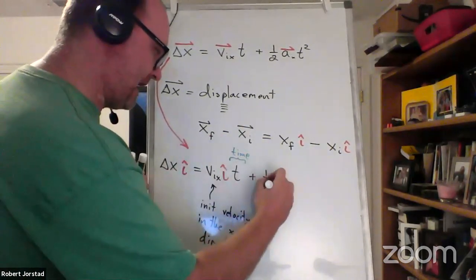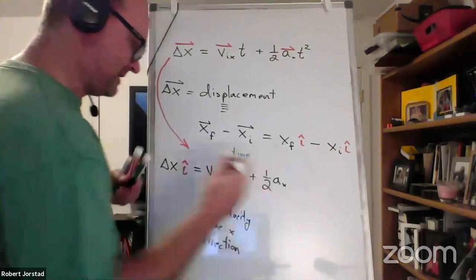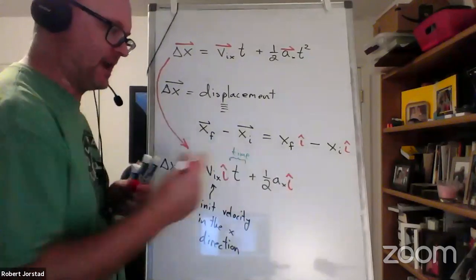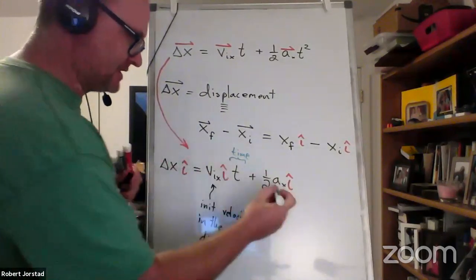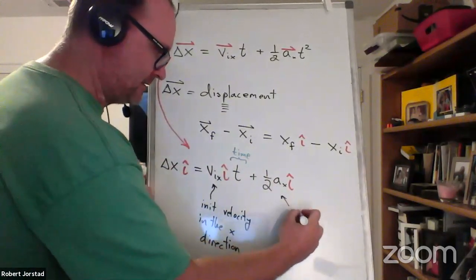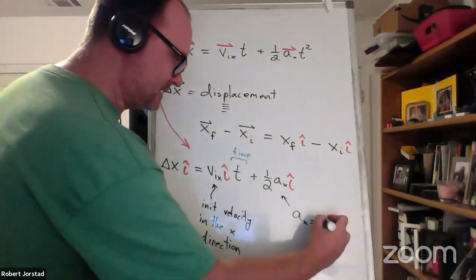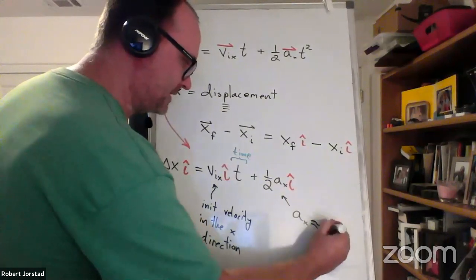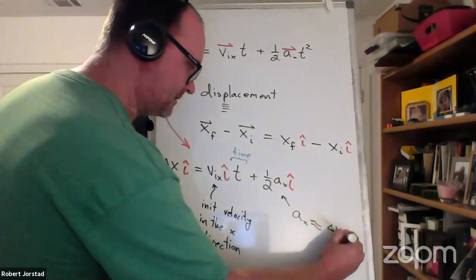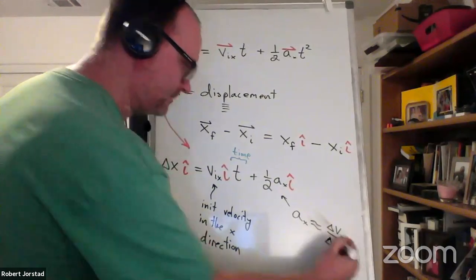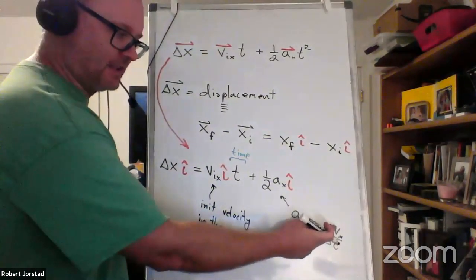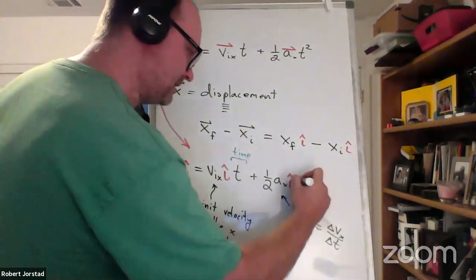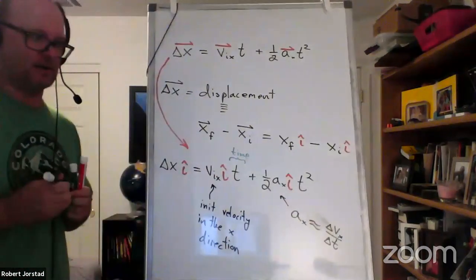Plus 1/2 a sub x. Again, in the i hat, there's some acceleration vector left and right. I'll explain more about what that means in just a second. If you want, it's something like, let's say, approximately equal to the change in velocity over the change in time. More on that in a minute. And then we get time squared here.